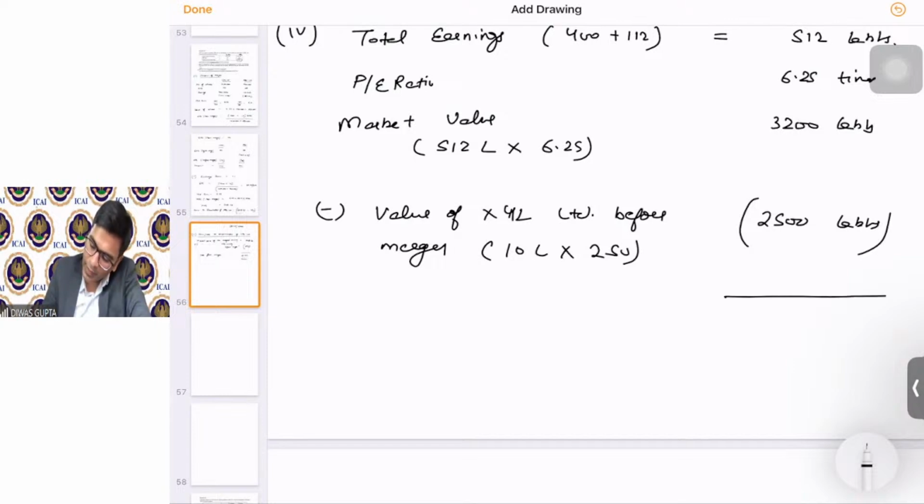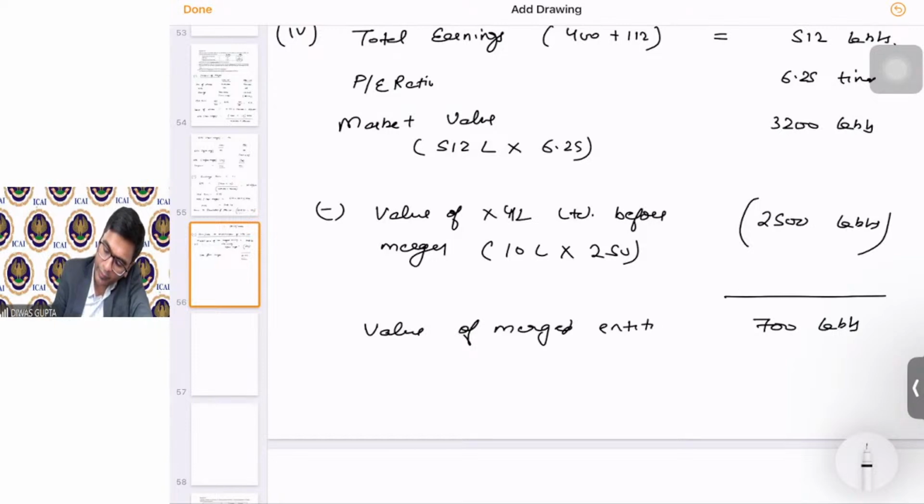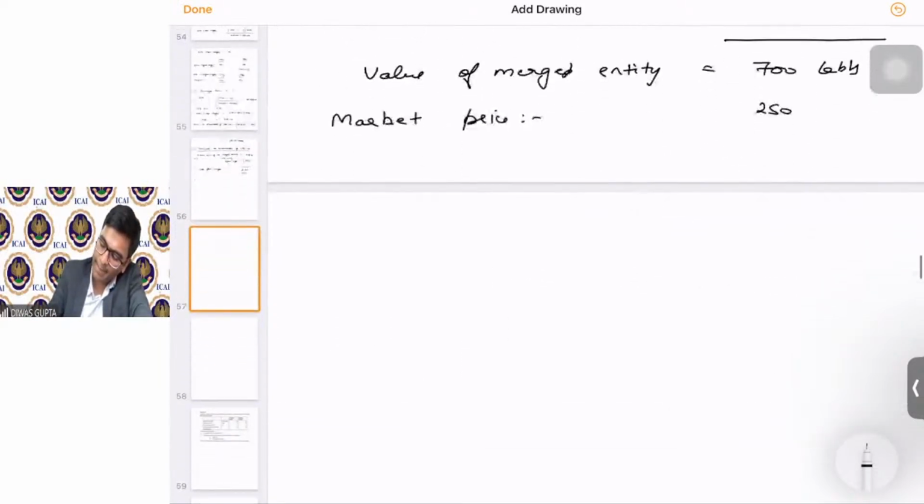So that means how much value addition has happened, maybe because of synergy or maybe because of the value of ABC Limited itself without any synergy, is in totality it is 700 lakhs, right? So the maximum that XYZ Limited should settle to ABC Limited is 700 lakhs, students, right? Value of merged entity is this much. Market price, it was mentioned that it will remain same, right? So 250 is the market price.